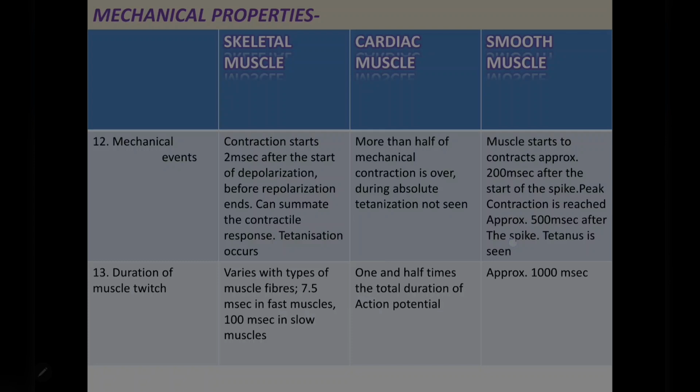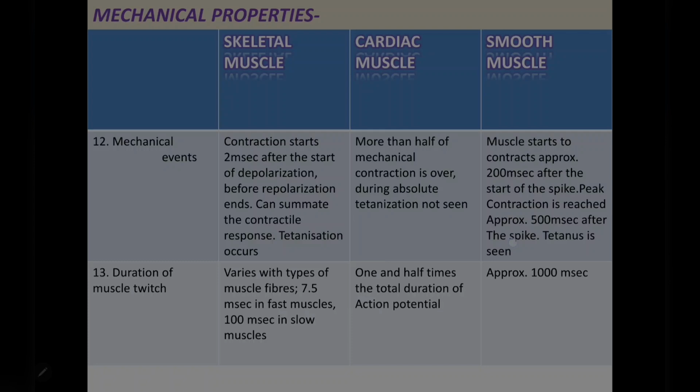In cardiac muscle, more than half of the mechanical contraction is over during the absolute refractory period and tetanization is not seen. In the smooth muscle, contraction starts approximately 1200 milliseconds after the start of the spike. Peak contraction is reached approximately 500 milliseconds after the spike, and tetanization is seen.